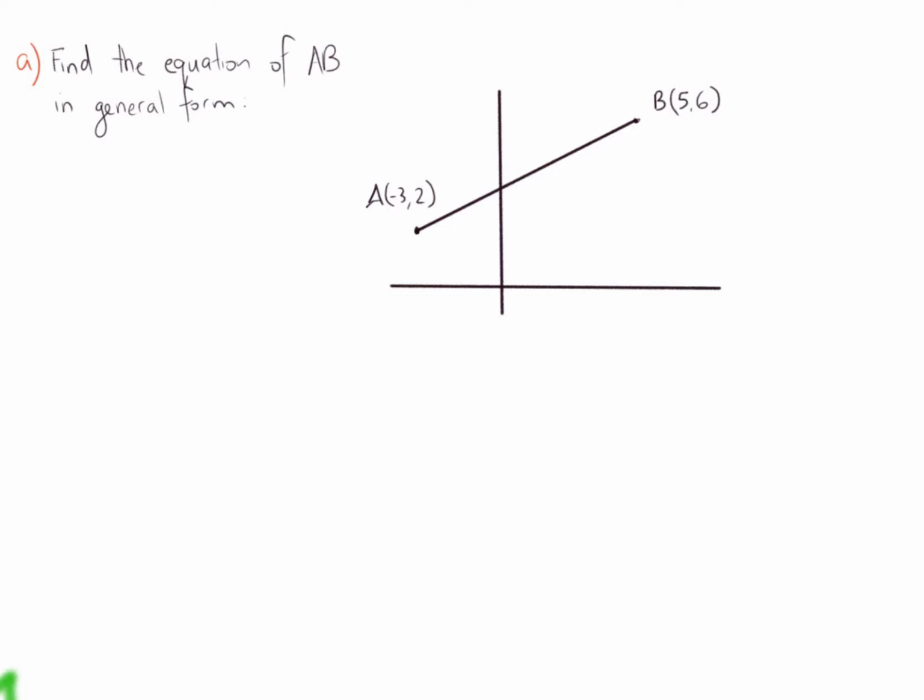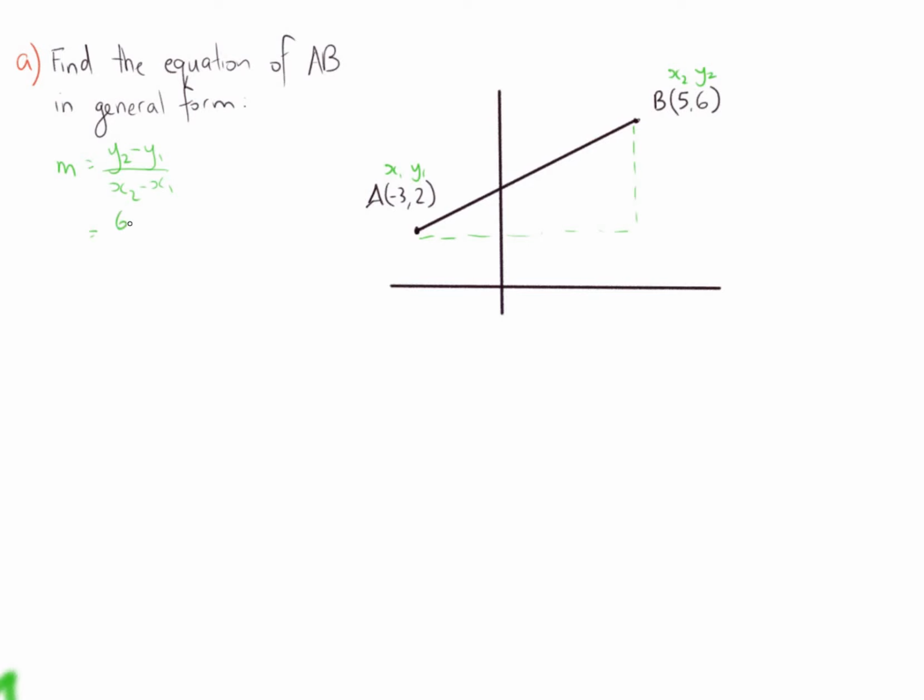Sure is. Remember, gradient m is y2 minus y1 over x2 minus x1, the rise over the run. Now, depending on your question, you can look at the right-angled triangle that's formed, or we can sub in the values. If we set A to be our first point and B to be our second point, we have our values for x1 through to y2. So let's substitute those in.